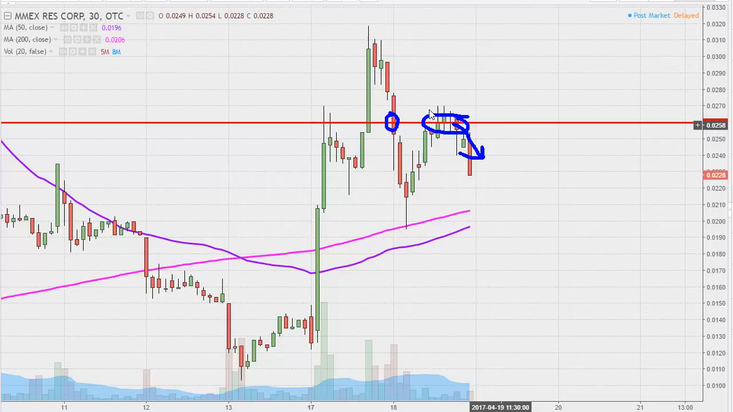Before you start talking about anything up above 3 cents, 0.026 is definitely that first hurdle that needs to be crossed.